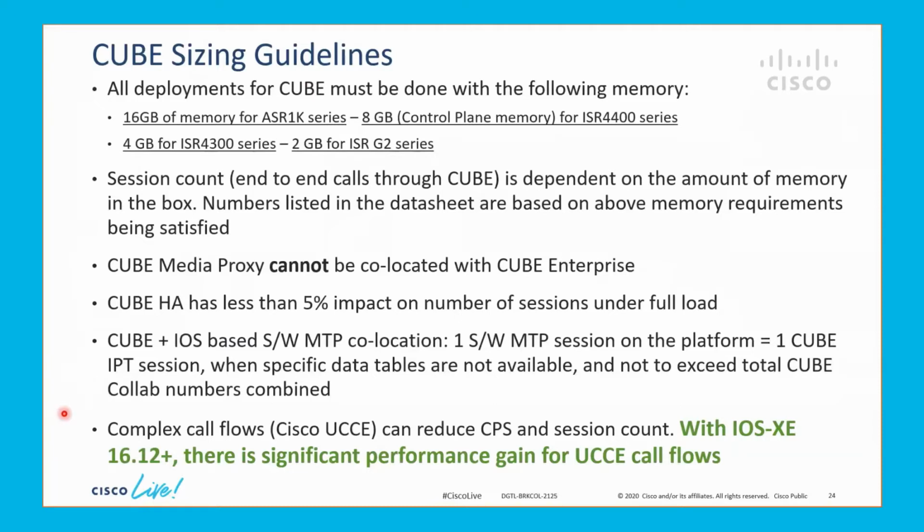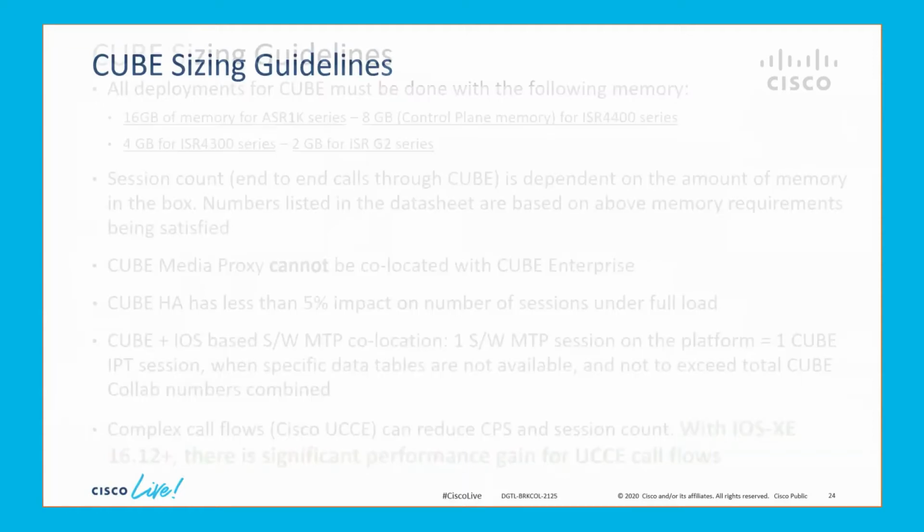Complex call flows, Cisco UCCs, is what we like to refer to as complex call flows, can reduce both the CPS and session count. Previously, we used to say 75% drop in your calculation. That is no longer the case with iOS XE 16.12. There has been significant performance gain for not just basic collab calls, but for UCC call flows as well. And we will share those numbers with you in the coming slides.